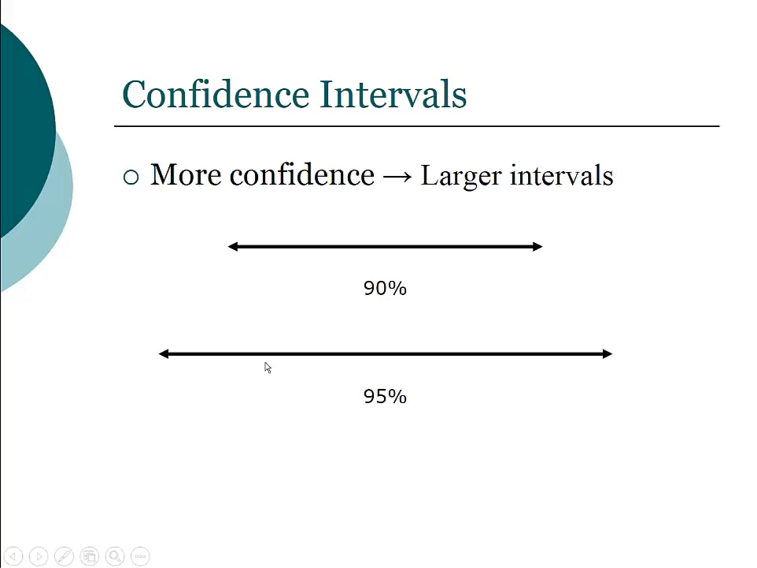The more confidence, the wider your confidence interval needs to be. So a 90% confidence interval is narrower than the 95% confidence interval. So this 90% confidence interval has the virtue of being narrower, but it's not going to be right as often. This 95% confidence interval has the virtue of being right more often, but it's wider. And this is the trade-off we make. So with more confidence, we need larger and larger intervals.